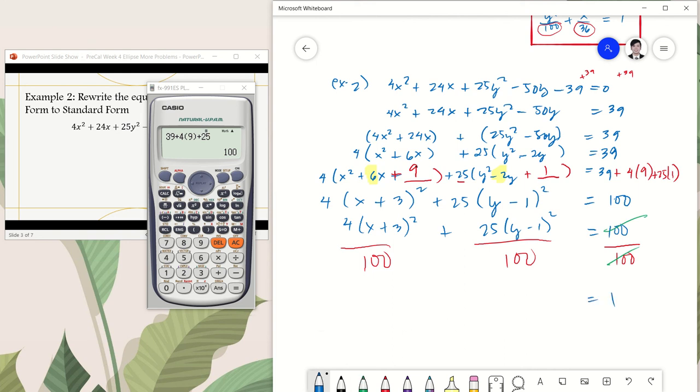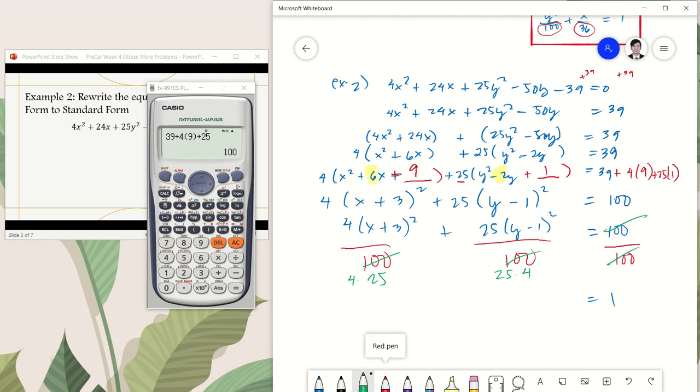And then dito naman, yung 100 kasi natin, pwede natin siyang isulat as 25 times 4. And then itong 100 naman dito, pwede natin siyang isulat as 4 times 25.